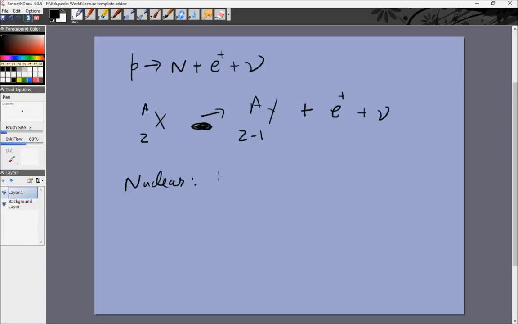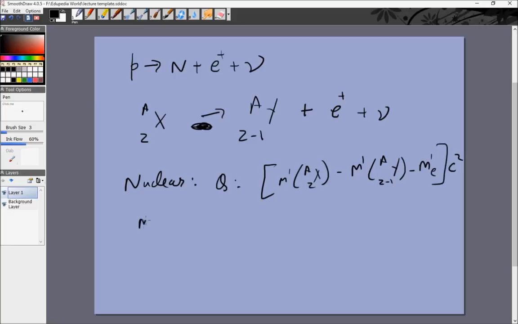That we'll denote by m dash. Then the Q value would be m dash of A X Z minus m dash of A Y Z minus 1 minus m dash of an electron, or m of an electron. They're the same. But if we were to use atomic masses, then on the LHS we would have mass of A X Z minus Z times mass of an electron. On the other side we would have, m dash is the nuclear mass, m is the atomic mass, remember, A Y Z minus 1 minus Z minus 1 times the mass of an electron plus the mass of an electron.